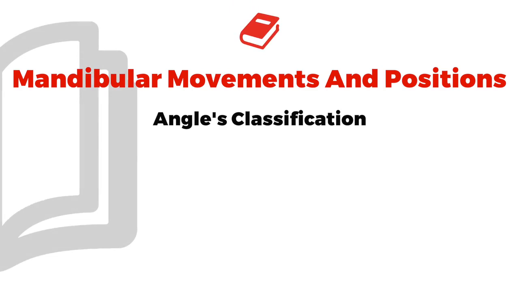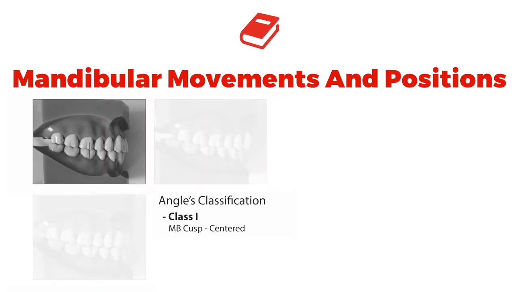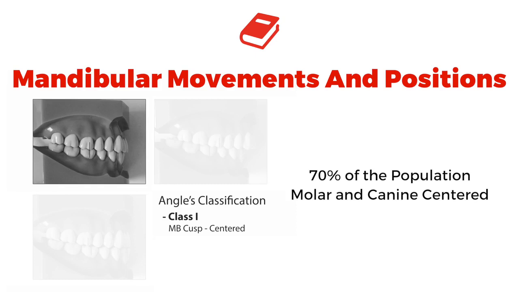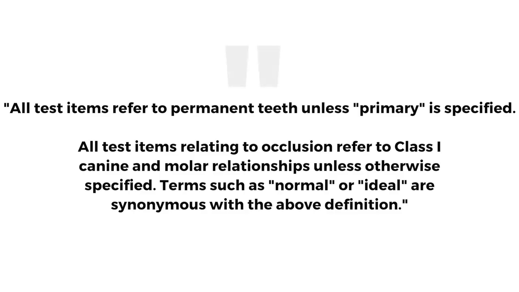Let's take a look at your diagram with Engel's classification, breaking it down to Class 1, Class 2, and Class 3. Class 1 is 70% of the population, and both the molar and the canine are centered. Don't forget, even if a patient is Class 1, you can still have a malocclusion. On your test, it clearly states that all questions will relate to Class 1 unless it says otherwise. So when we're going through these occlusal relationships and pathways, we just have to worry about Class 1. There are a few exceptions, but they should be obvious when you get there.